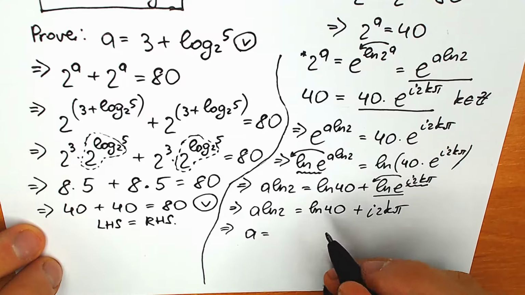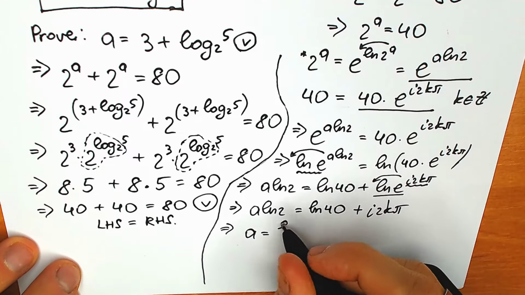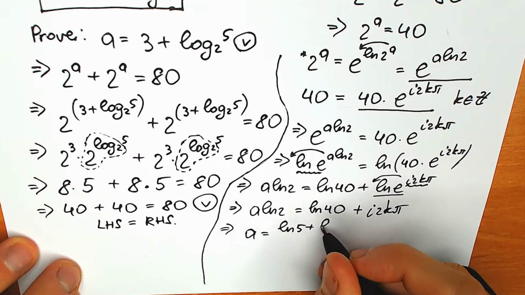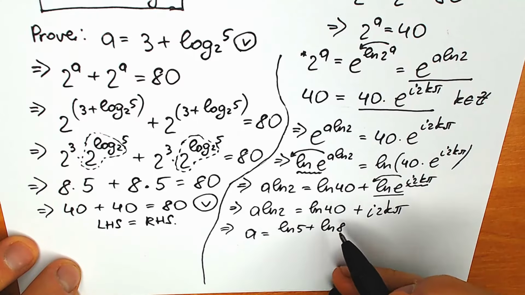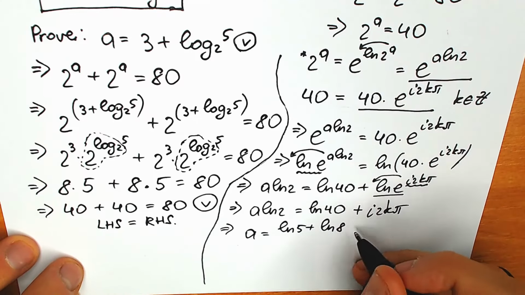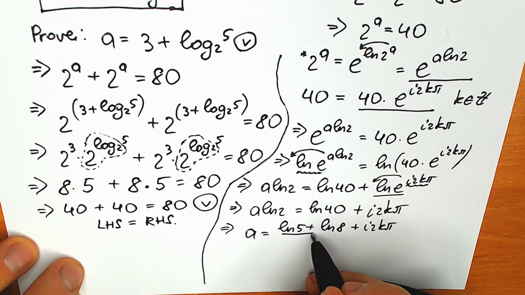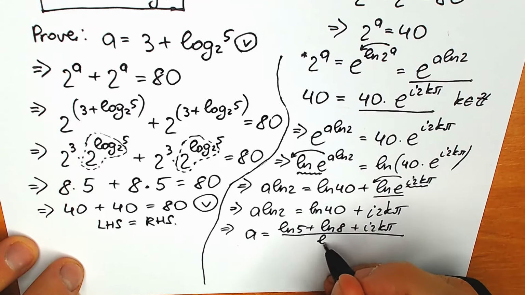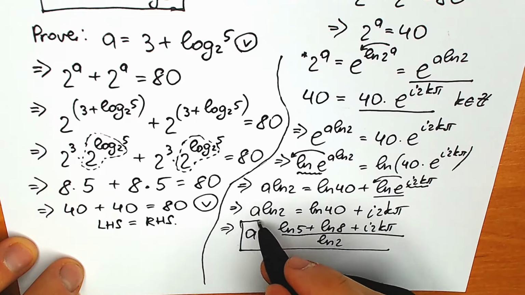So instead of this natural log 40, we can write a product. This is up to you how you prefer solving this question. Of course, we can write it as natural log 5 plus natural log 8. We can split it like that, or 2 times 20, natural log 2 plus natural log 20. So this is up to you. And we have plus i 2k pi. And all over, we're going to divide all of this by natural log 2. This is our variation of a complex root.